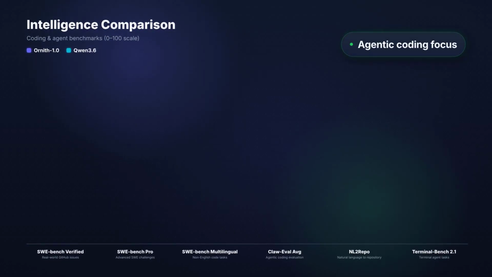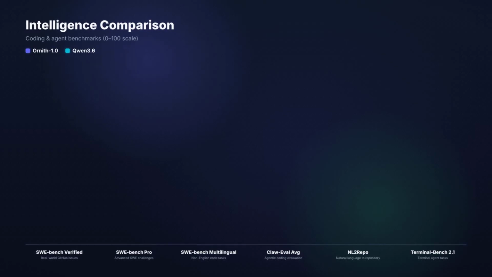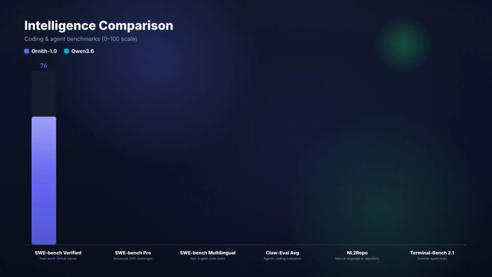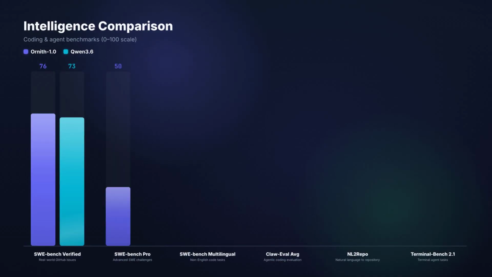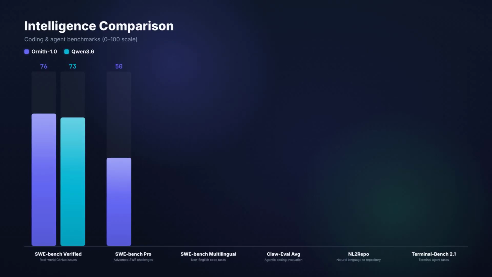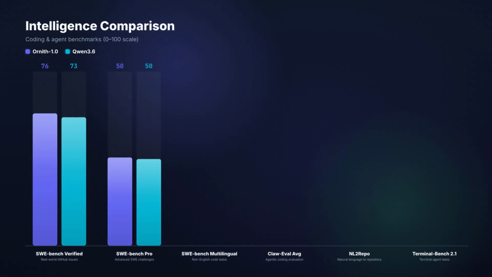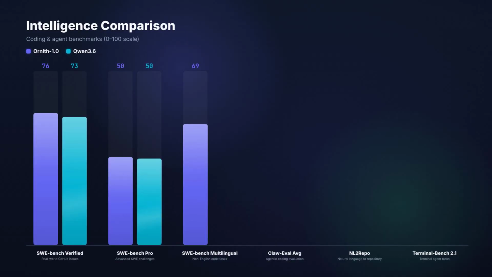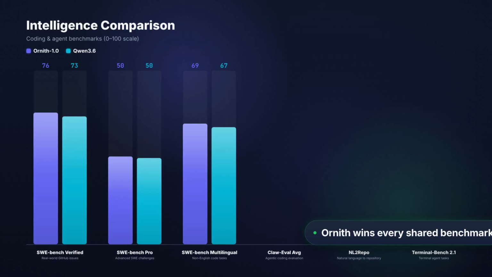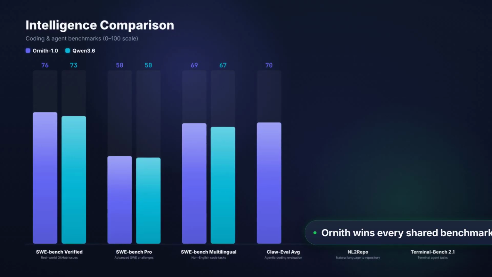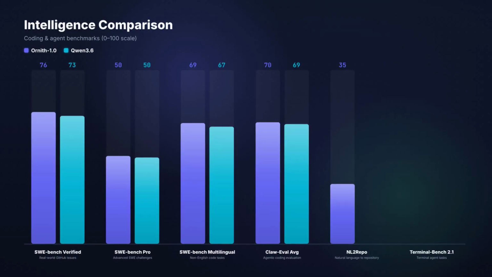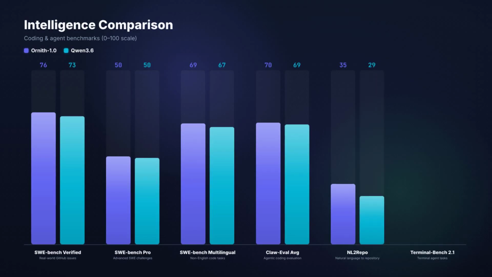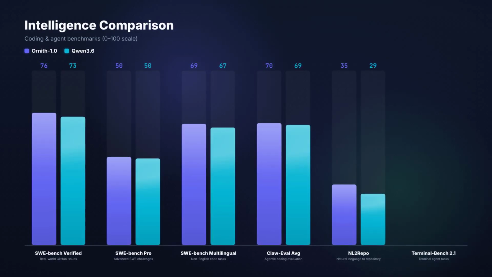Ornith takes a different approach. Deep Reinforce published 10 benchmarks, focused almost entirely on agentic coding. Where both models overlap, they are strikingly close. SWE-Bench Verified, 75.6 for Ornith versus 73.4 for Qwen. SWE-Bench Pro, 50.4 versus 49.5. SWE-Bench Multilingual, 69.3 versus 67.2.